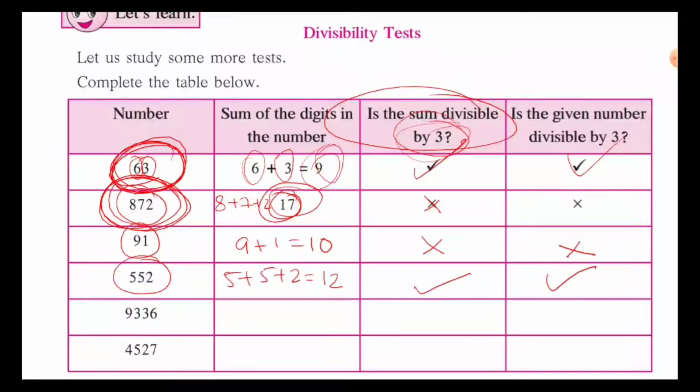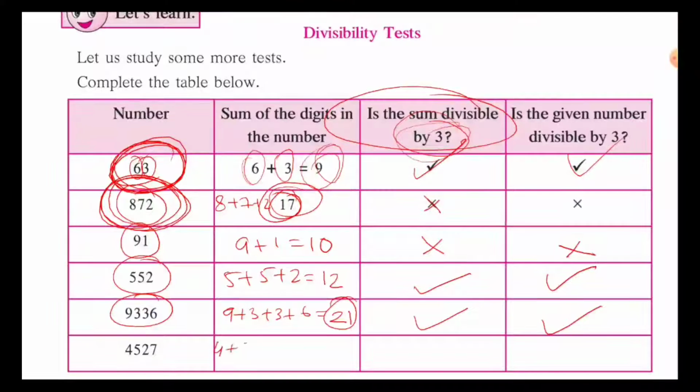ओके, next is 9 plus 3 plus 3 plus 6. 9 plus 3 will be 12. 12 plus 3 will be 15. 15 plus 6 will be 21. So 21 is divisible by 3. Yeah, so it will be divisible by 3, and 9336 will also be divisible by 3.